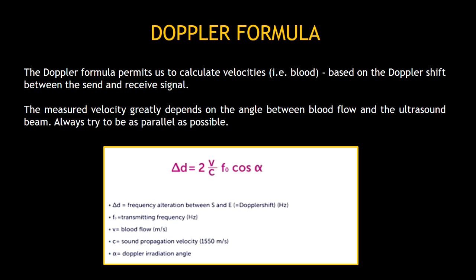With the Doppler formula, we can calculate velocities based on the Doppler shift between the sent and received signal. The measured velocity greatly depends on the angle between blood flow and the ultrasound beam, so always try to be as parallel as possible.